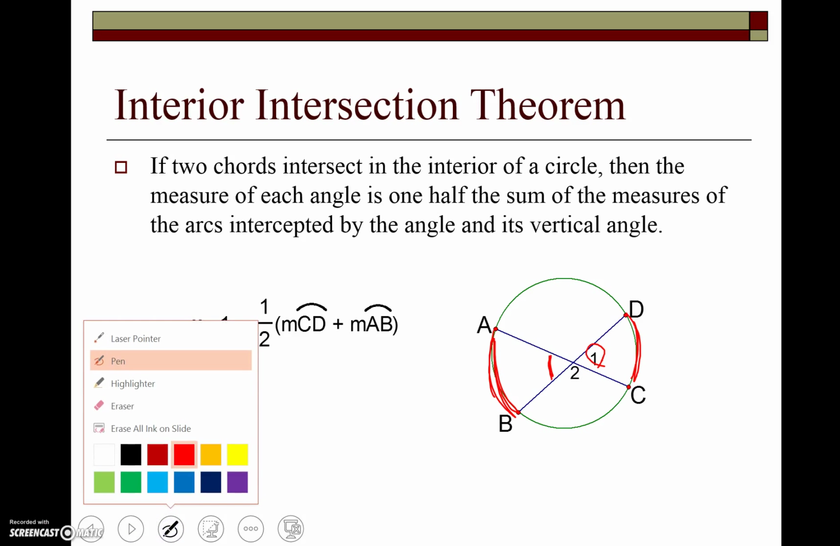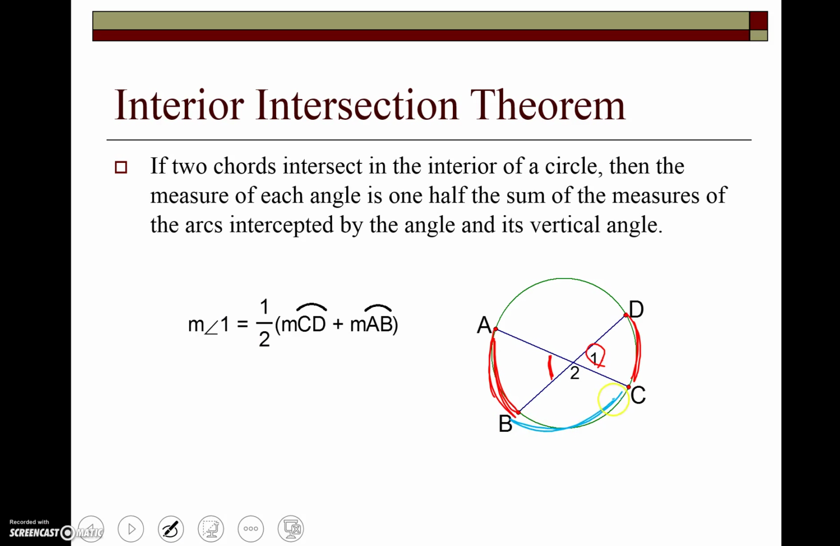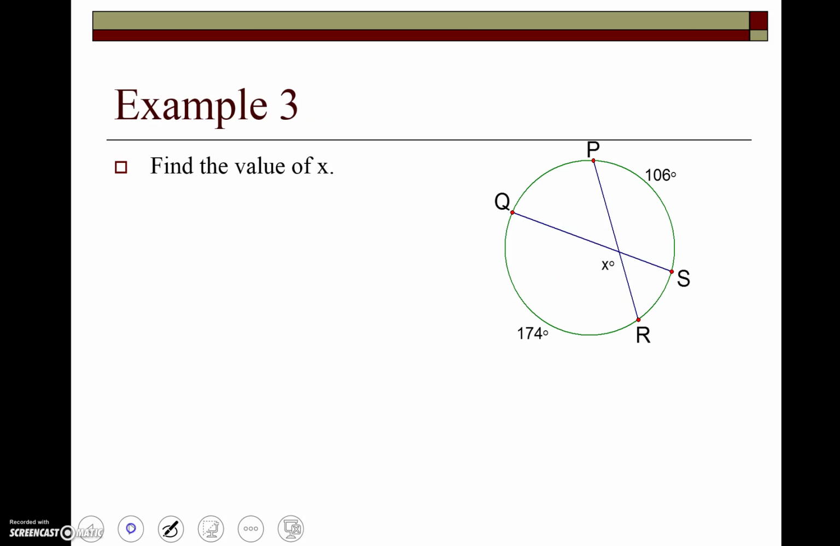For angle 2, let's do a different color. Angle 2, this would be its intercepted arc, and then for the vertical angle, this would be its intercepted arc. So we have one that looks just like that for those two arcs there. I could find the measure of angle 1 and then use that to find 2, and so on.